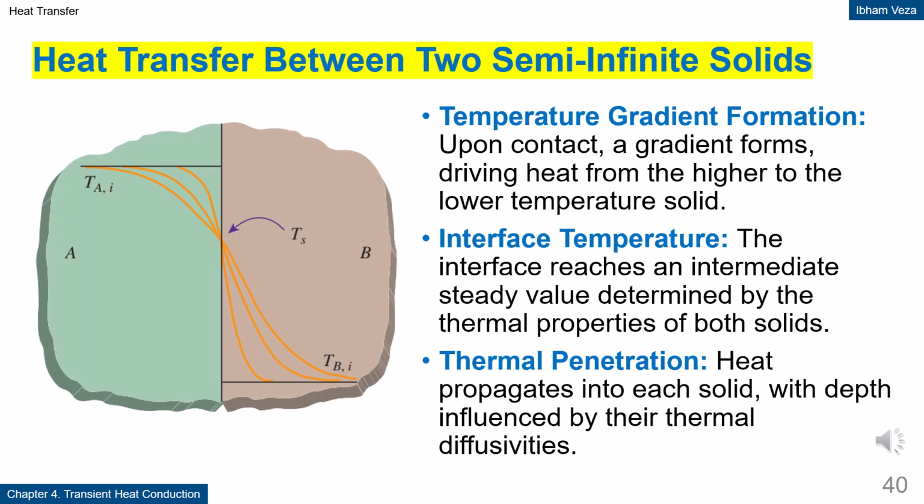Heat transfer between two semi-infinite solids with different initial temperatures that come into contact. A temperature gradient immediately forms near the interface. Heat flows from the hotter body to the colder one until a local equilibrium is established at the interface. The interface temperature reaches an intermediate value determined by the thermal properties of both materials. Heat then propagates into each solid at a rate governed by their thermal diffusivities. The penetration depth increases with time on both sides.